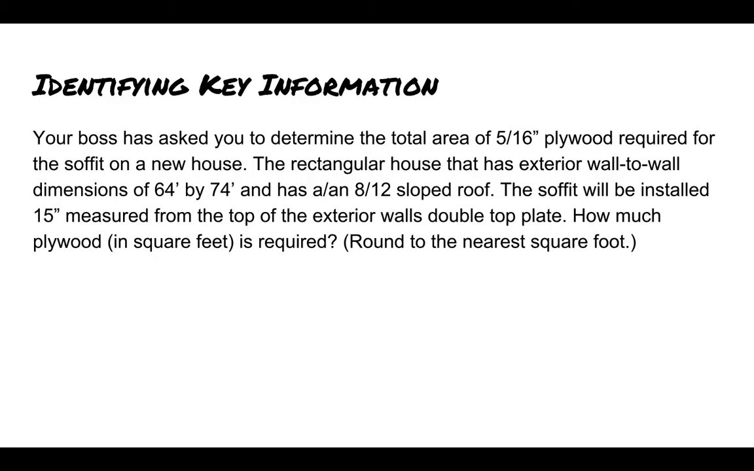Okay, so before we do anything, we must identify the key information. The first piece of key information is that the exterior wall-to-wall dimensions are 64 by 74 feet. The next piece of information is that we have an 8/12 sloped roof. The next piece is that the soffit will be installed 15 inches measured from the top of the exterior wall's double top plate. The next piece of information is that we're asked to find plywood in square feet. And the last piece is that we must round to the nearest square foot.